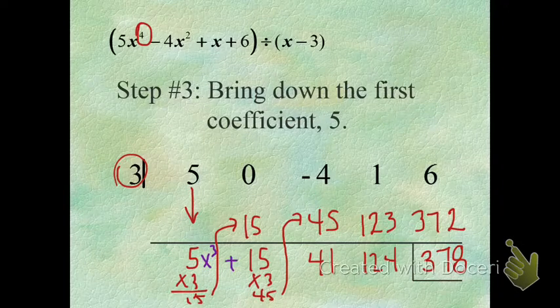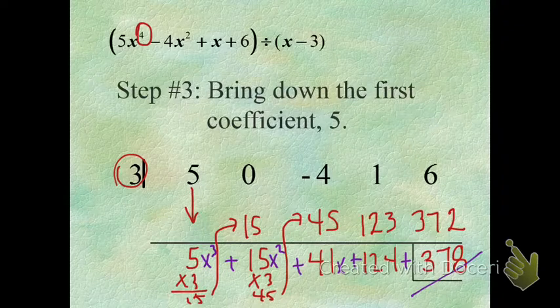Plus the 15, then we're just going to descend our order, so that would be the x squared, plus the 41, that would be our x, and plus our 124. Plus your remainder. You do still put your remainder over that divisor of x minus 3. Okay, so it's going to look like this.